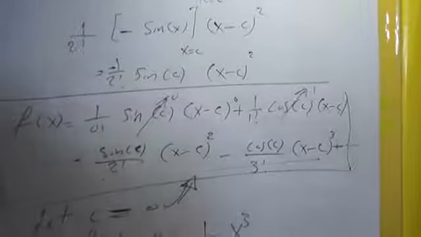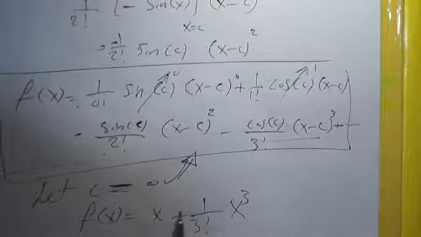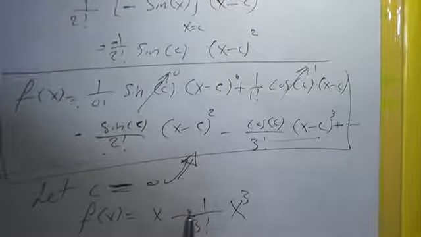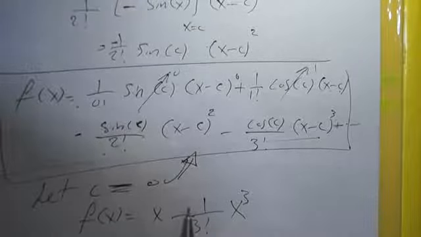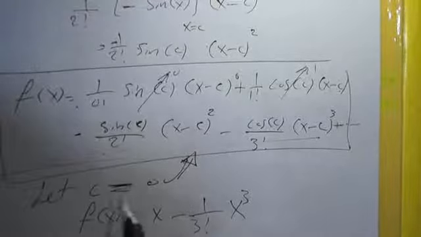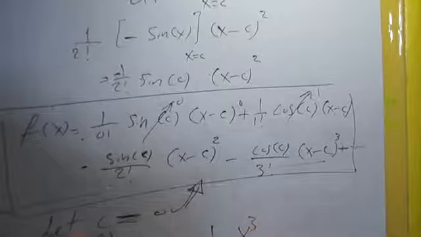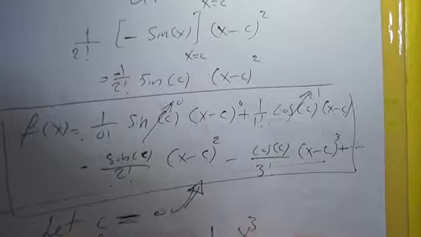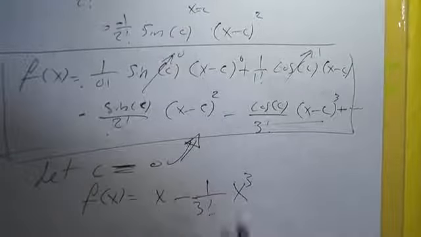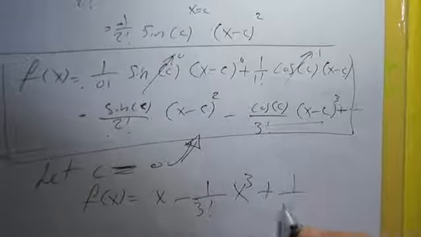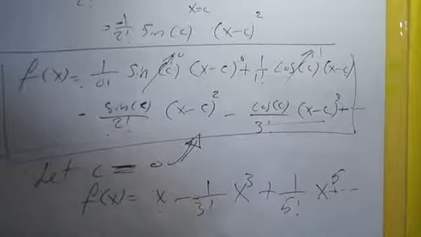What happens if the question tells us that c equals 0? If it says expand the following function using Taylor series at c equal to 0, then after we carry out the solution to here, we substitute c equal to 0, and we get the following function, 1 over 5 and so on.